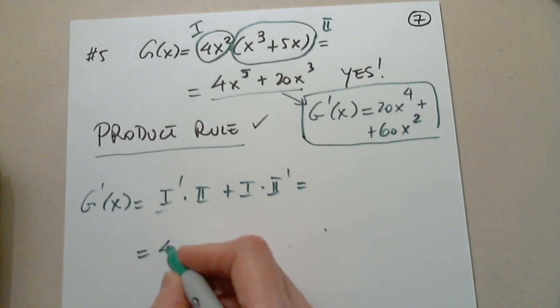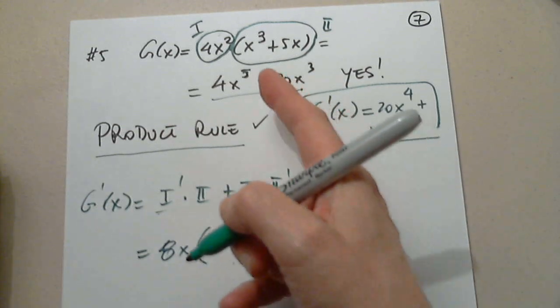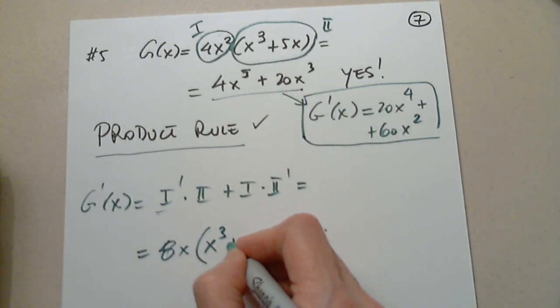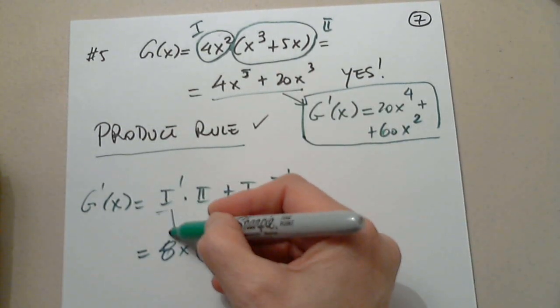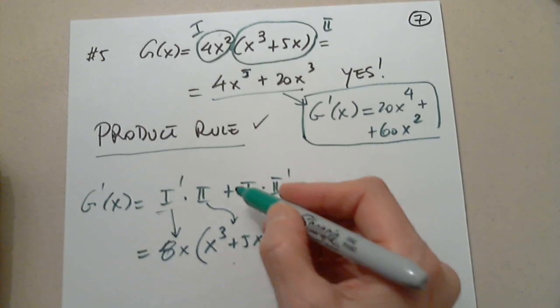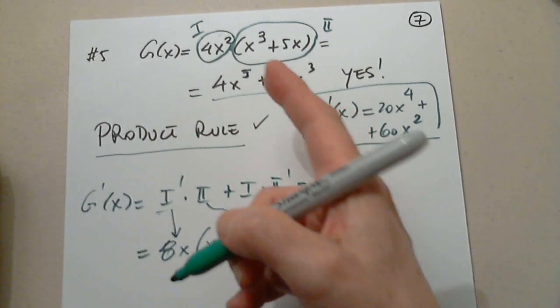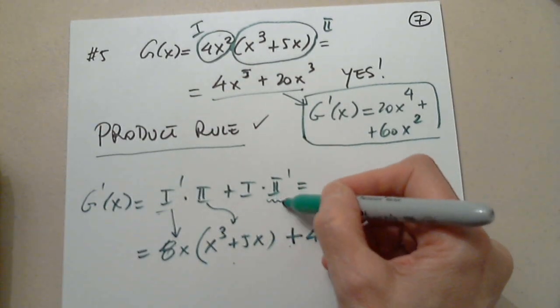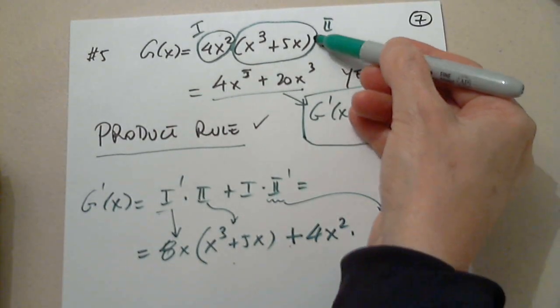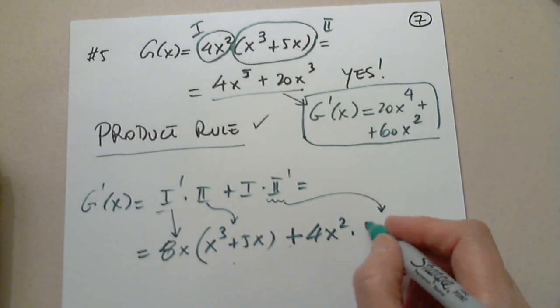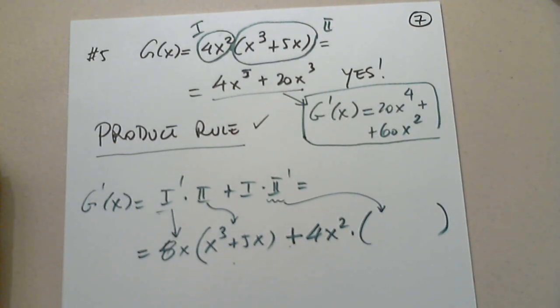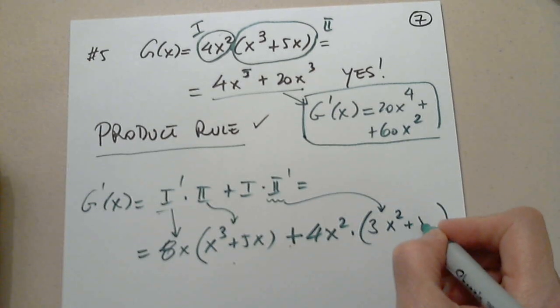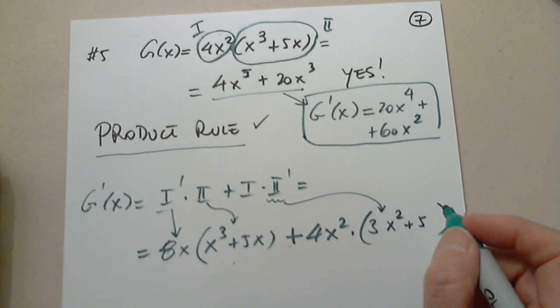4x squared. Very good. You mean 8x times the second one, x to the third plus 5x. This piece is here. This piece is here. Plus, I copy the first one, and I have to differentiate the second one and put it here. Can anyone differentiate this for us? 3x squared plus 5. Excellent. Who was that? Natalie, thank you.